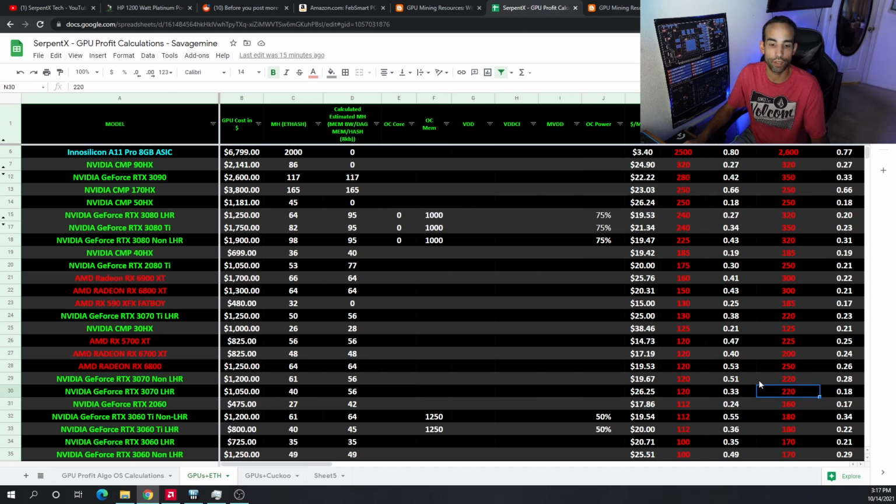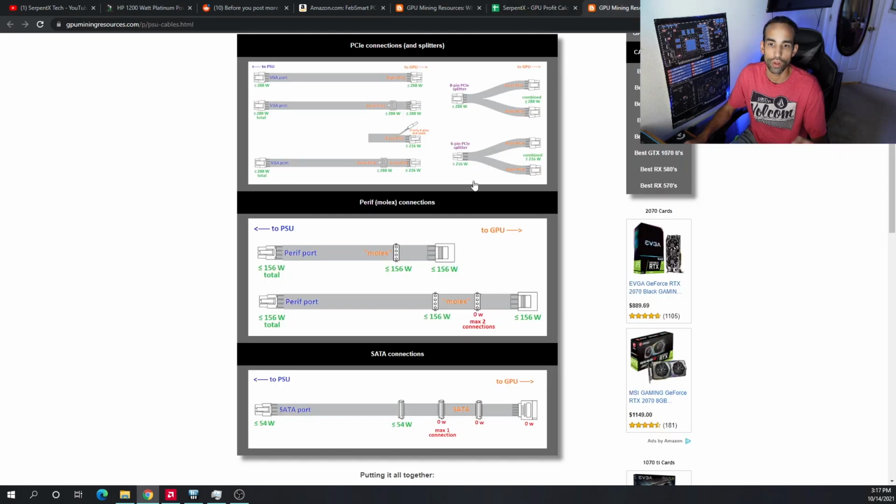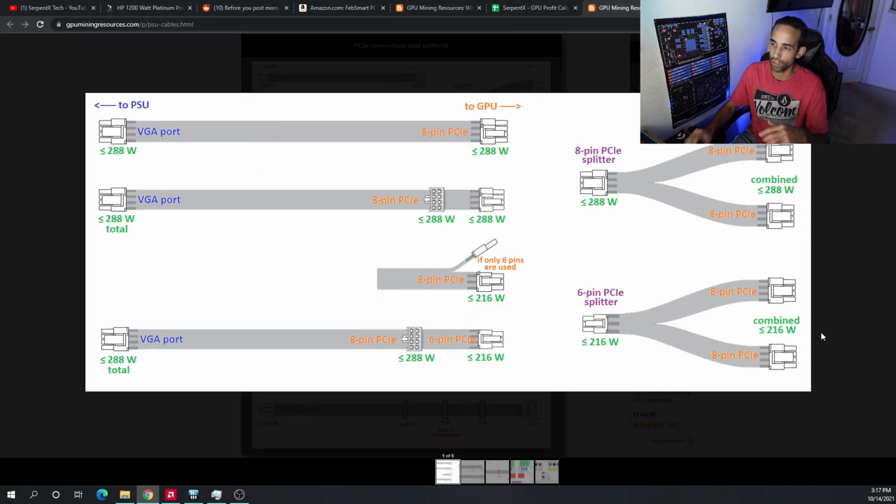This could be a potential fire hazard. You could catch something on fire, or potentially, at worst case, burn your house down. So just to go over this real quick, these are ATX power supply cables, but they're pretty much the same thing. Just 6-pin PCIe, 8-pin, and then Molex and SATA. So let's go over it.